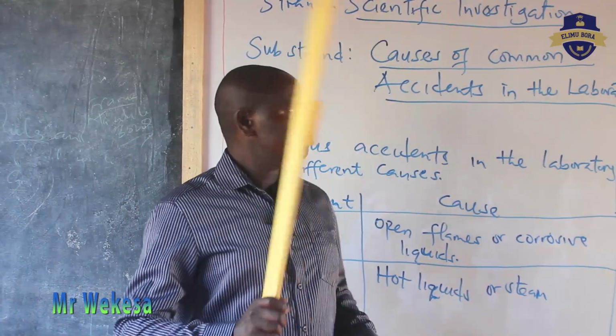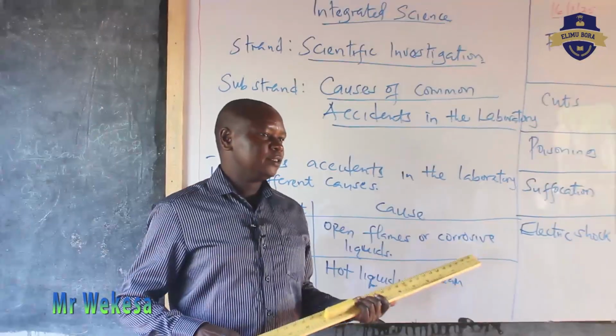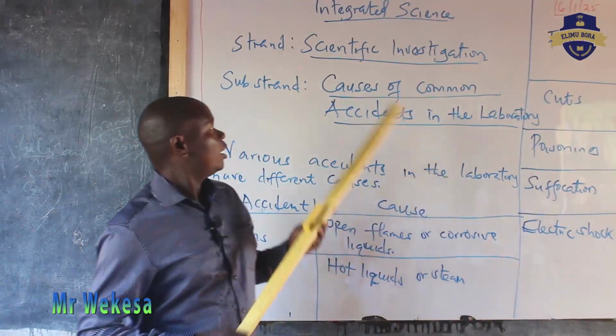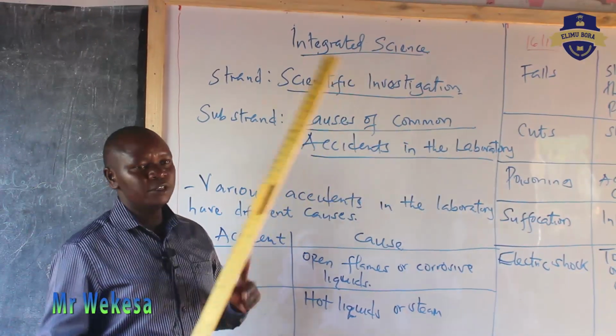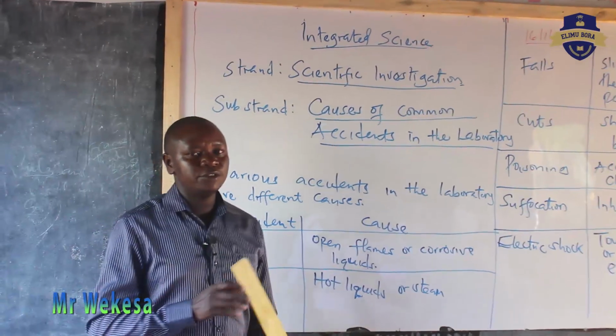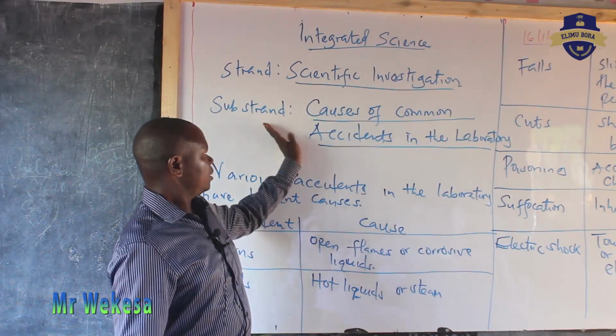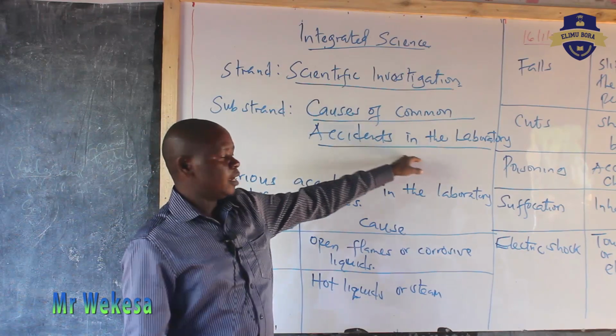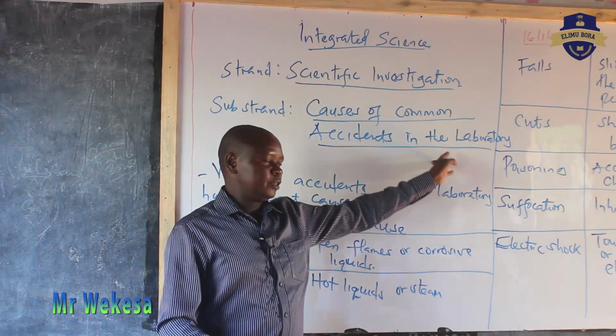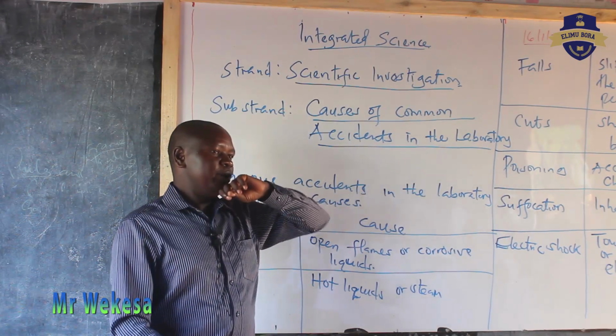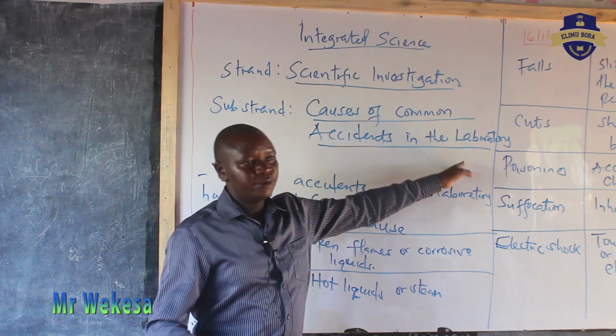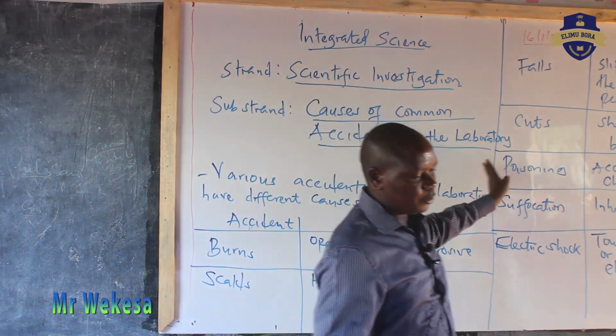Okay, welcome to our integrated science lesson. Our strand is scientific investigation, which is the first strand. Substrand is what? Causes of common accidents in the laboratory. Now, I believe you know the meaning of the term laboratory. Laboratory, we said, is what?